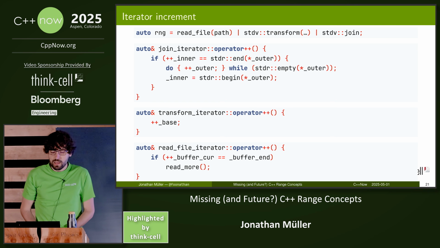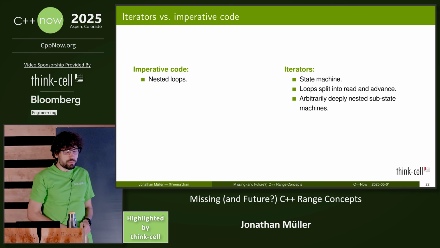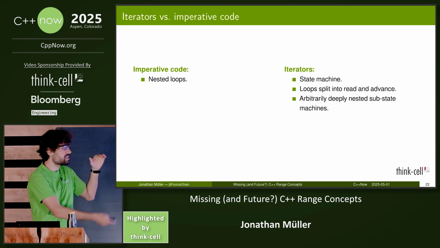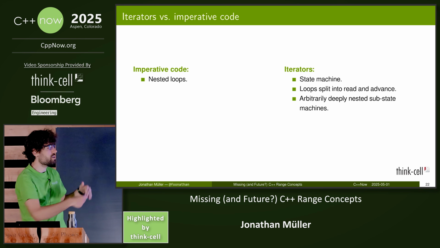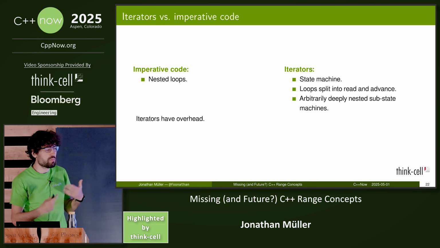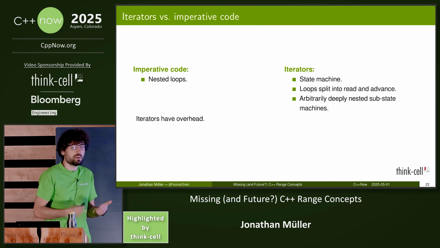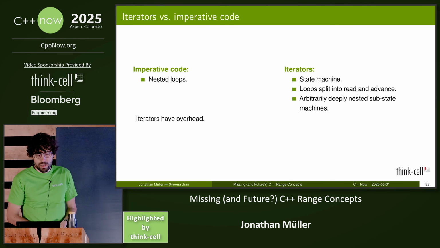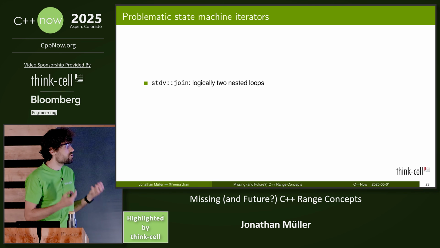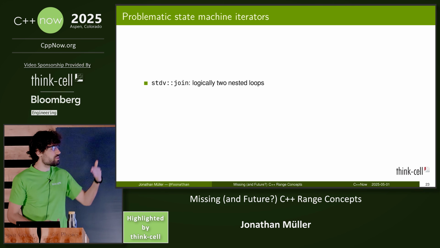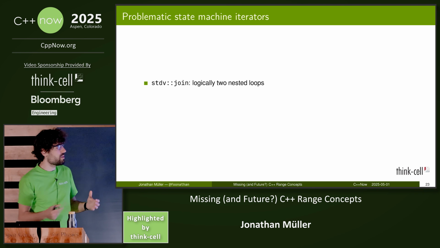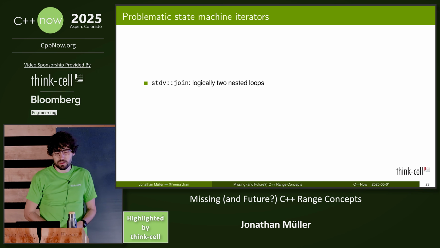Right? This means that in the imperative code, we've got some nested loops, and with the iterators, we've got the state machine where the loops are split into read and advance, and this is arbitrarily deeply nested, right? Each of the iterators has its own state machine that are then nested, which means that iterators have some sort of overhead before the optimizer starts, and the optimizer might not be able to see through that and optimize it all out. And that's a bit unfortunate. It's really worse for, for example, join, because join is logically two nested loops. You iterate over each one of the outer range, and then you iterate over each element, right? It's two nested loops. But instead, we've got the state machine where we've got the loop in the ++ to go to the next one and that sort of thing.